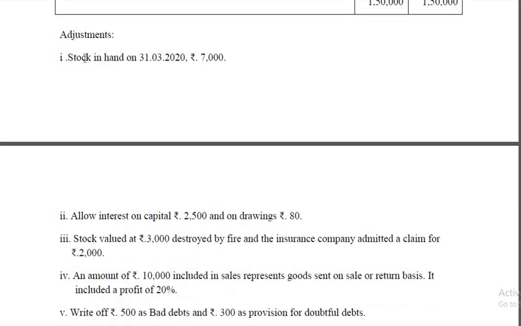So the first adjustment is stock in hand on 31st March 2020. This is a common adjustment. Any adjustment should be treated twice. Once it should be credited to trading account, as closing stock or stock in hand 7,000. Another treatment is it's an asset, so it will come to the asset side of the balance sheet. The current asset is 7,000 rupees. So these are the two treatments: one is credited to trading account, and another is shown on the asset side of the balance sheet as an asset.